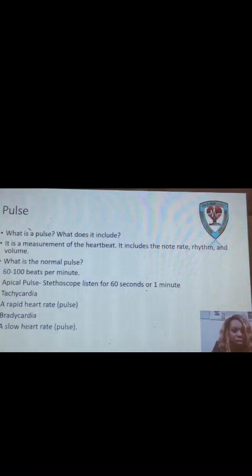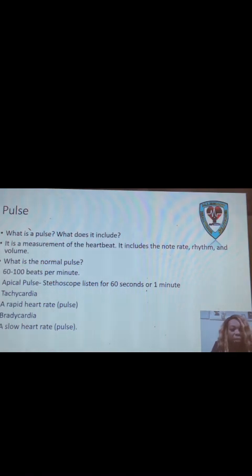What is a pulse? What does it include? The pulse is a measurement of the heartbeat, and it includes the rate, the rhythm, and the volume. What is a normal pulse? It's 60 to 100 beats.